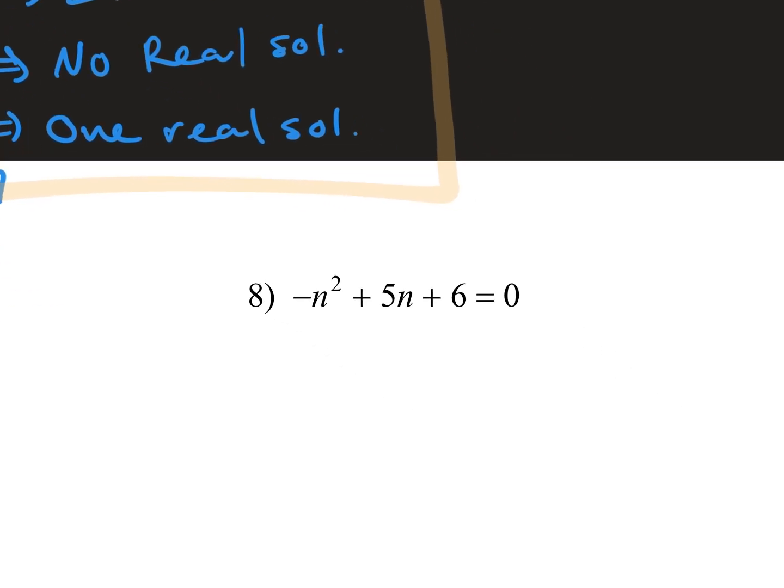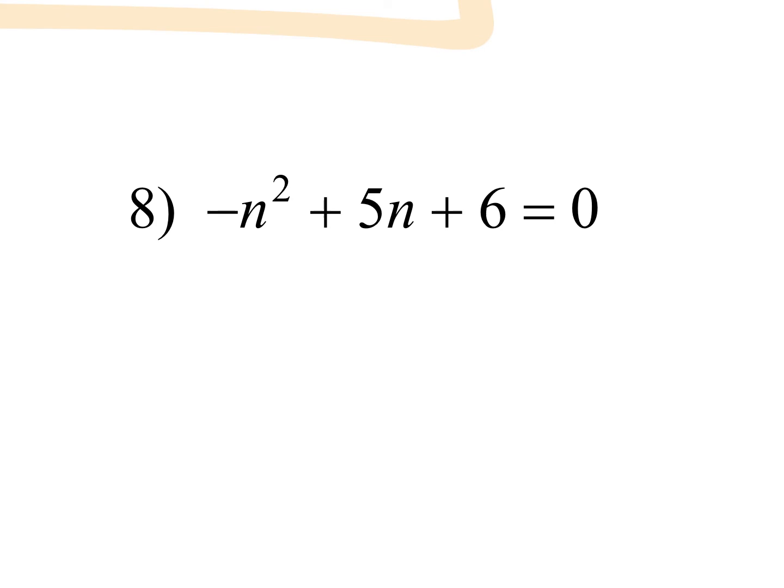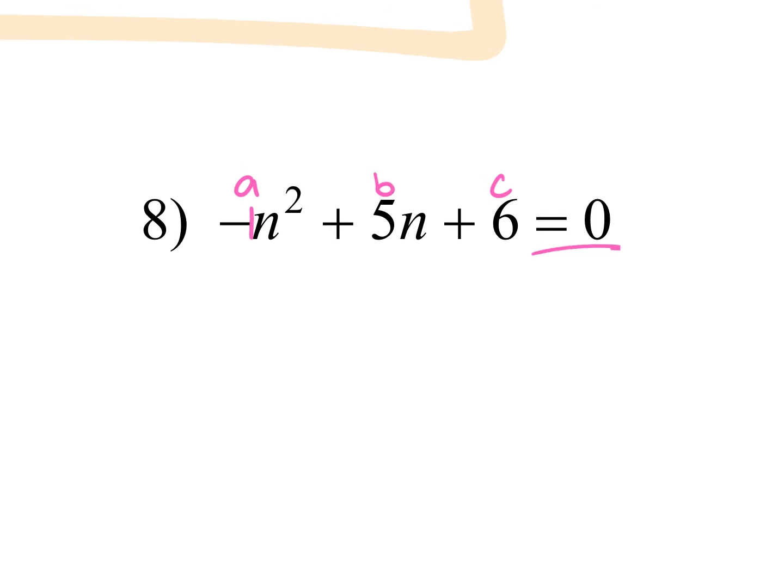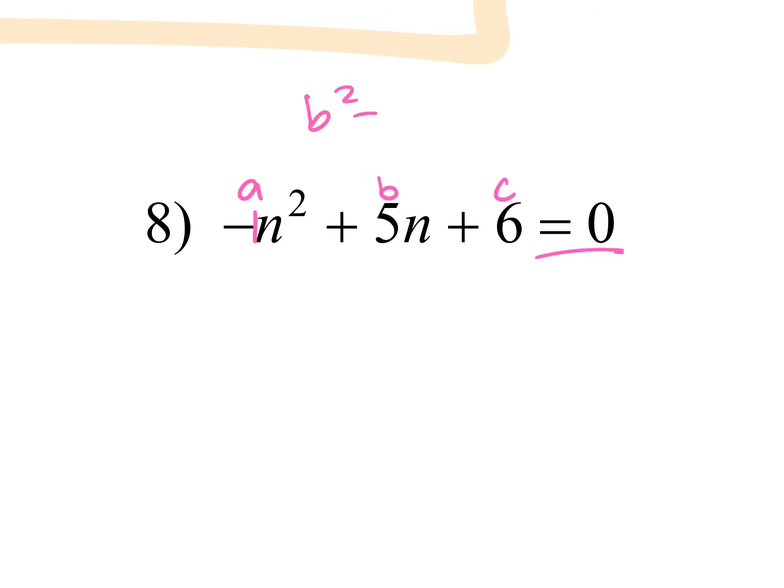All right, let's do number 8. Do we have to move anything around first? Nope, because it's equal to 0, so we can just list A, B, and C. So what's A? A is negative 1. What's B? 5. And what's C? 6. So B squared minus 4AC. So it'll be 5 squared minus 4 times, what's A? Negative 1. And what's C? 6.